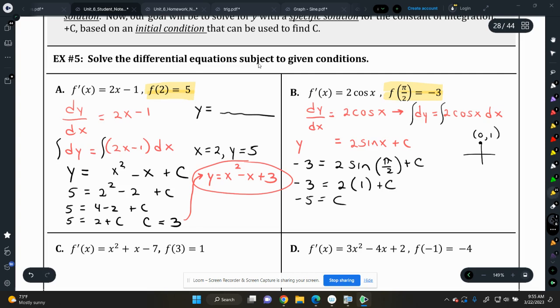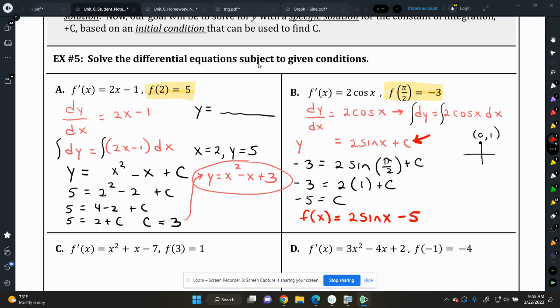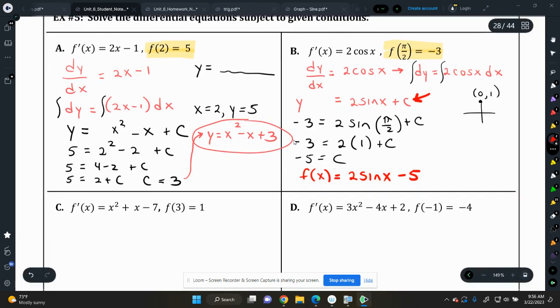So my differential equation, I should have written it as f of x in the previous example, is f of x equals, plugging it back in here, 2 sine x minus 5. That's actually so cool. Okay, I'd like you to finish these 4 problems on this page.